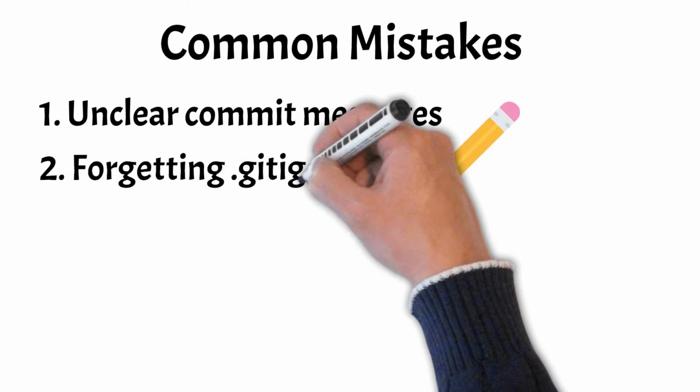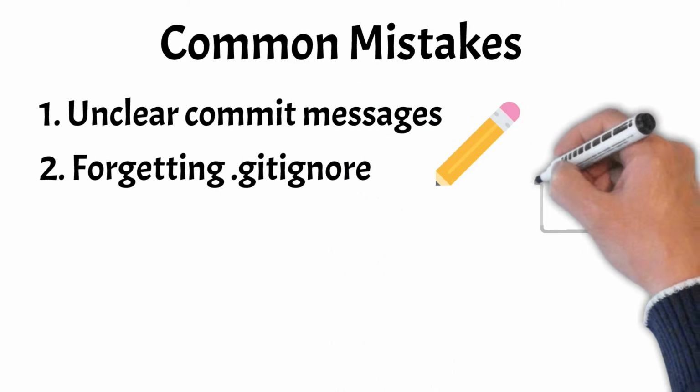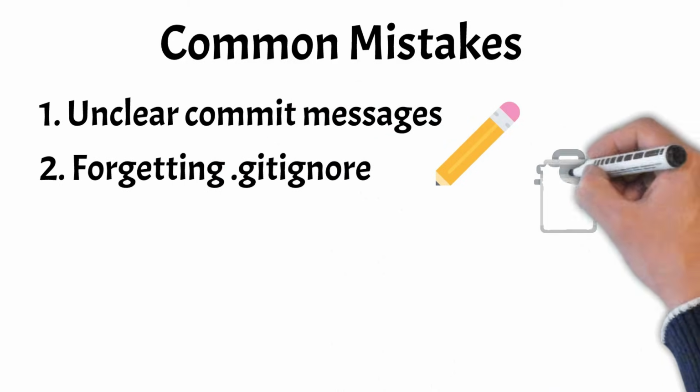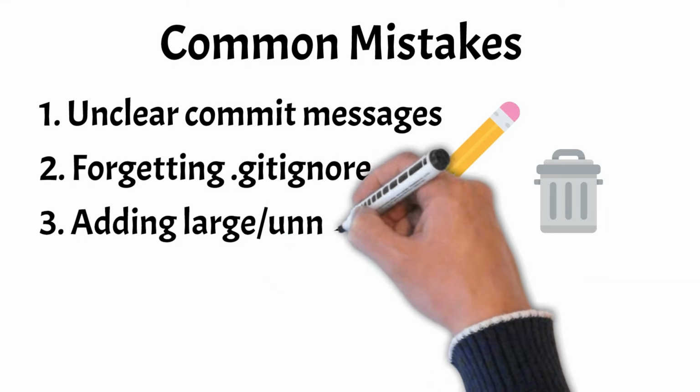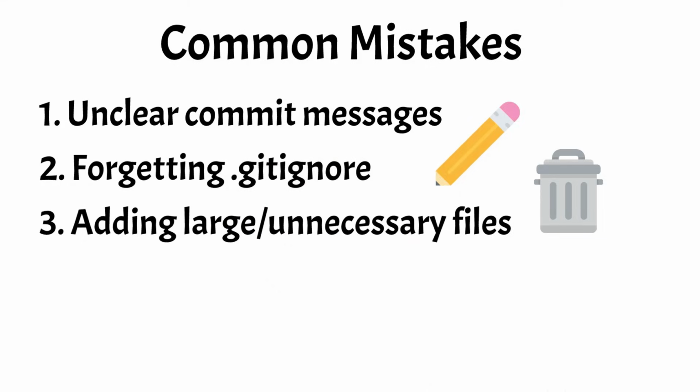Another issue is forgetting to add a .gitignore file, which can lead to clutter from log files, editor settings, or build artifacts being tracked unnecessarily. Adding large files, such as videos or executables, is also a mistake, since Git isn't designed for that, and the repository can quickly become slow and difficult to manage.